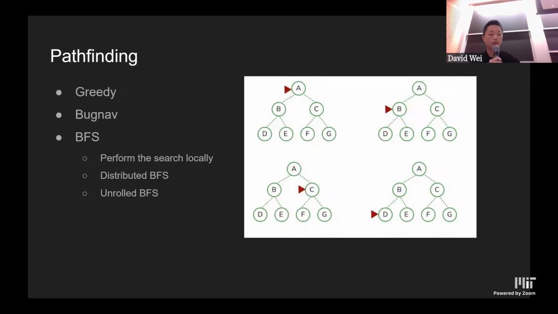Obviously, the reason we can't use BFS to search the whole map is that it requires too much bytecode. But some things you can consider are performing the search in a local area, along some vision radius, and storing that information. You can also think about distributed BFS, where multiple robots all do some kind of BFS and communicate it to some shared array. And then there's unrolled BFS, which we already talked about.